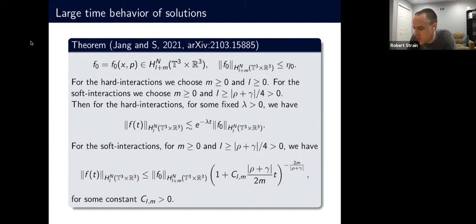And for the soft interactions case, if you put a little bit more weight on the initial data, and you have some additional weight M on the initial data, then you can get arbitrarily high polynomial decay of the solution. Okay, so you have the convergence to equilibrium with these explicit convergence rates, and this is how we prove large time behavior.